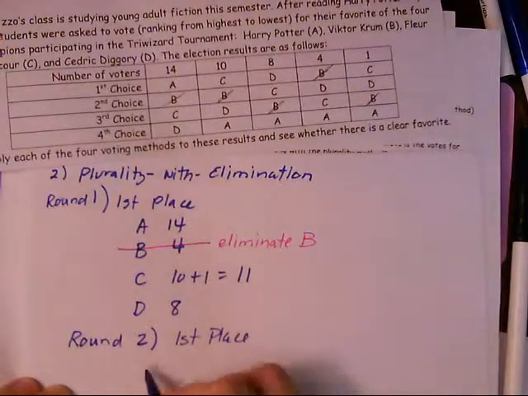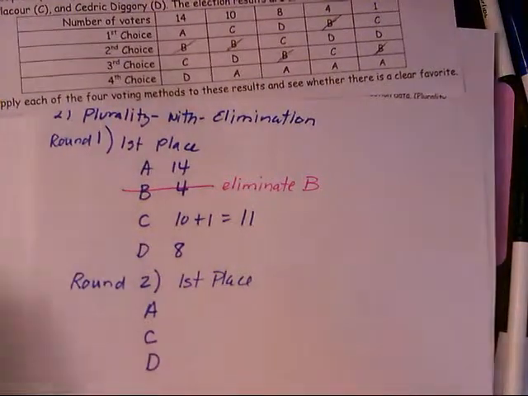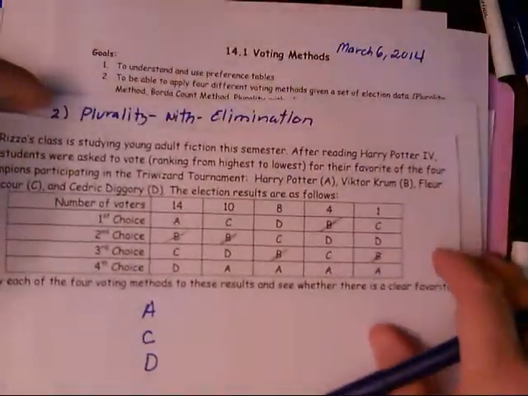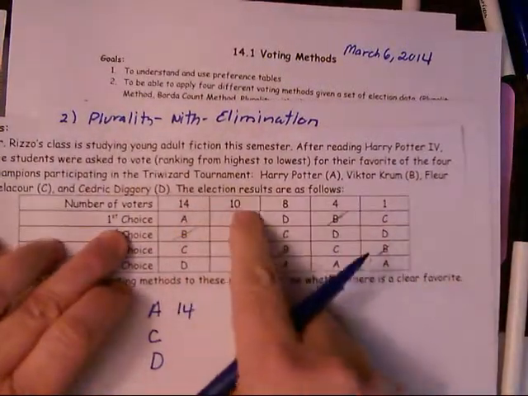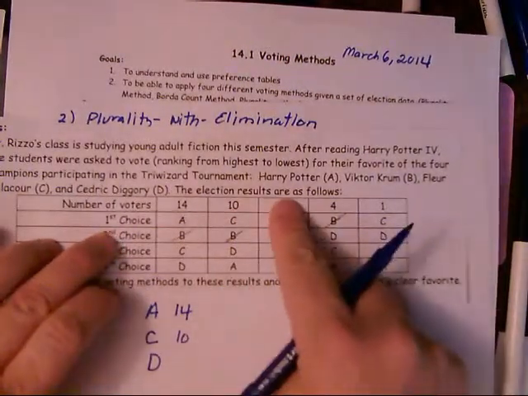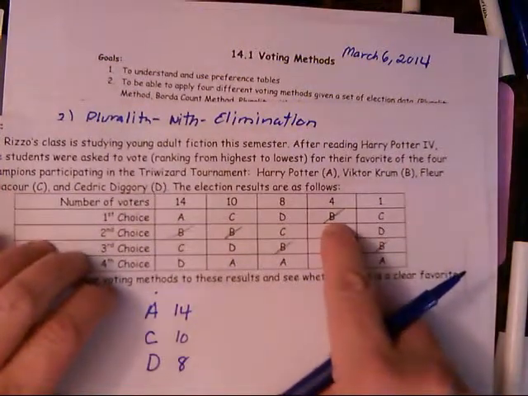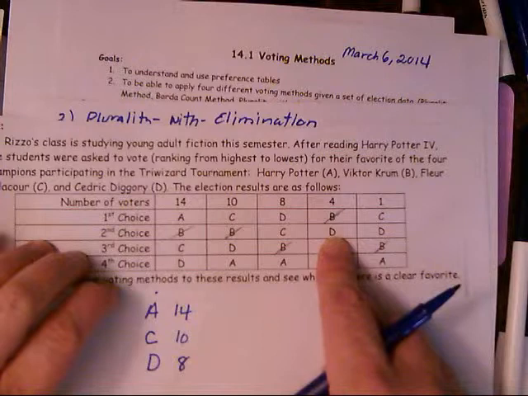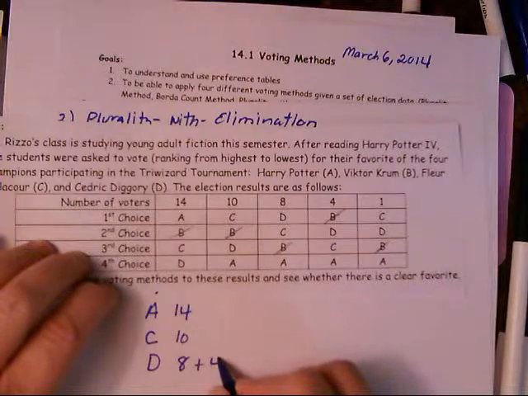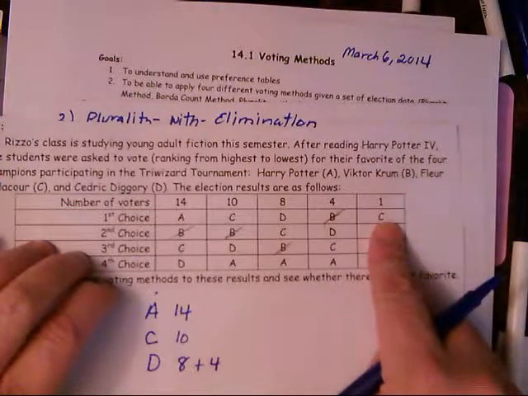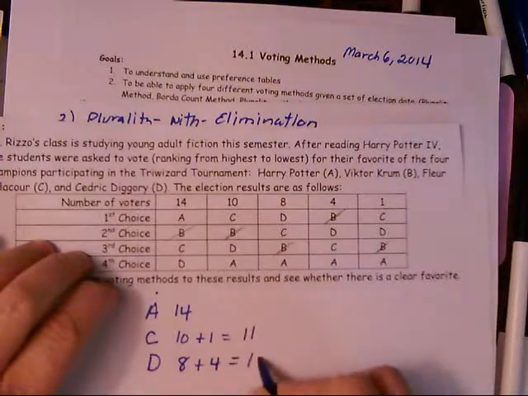And this time we only have candidates A, C, and D. Okay, we go to the preference table. 14 people put A in first place. 10 people put C. 8 people put D. 4 people put B, who we eliminated, so we go to their second choice. This is now their first choice of the remaining candidates, so those 4 votes will now go to D. And this person chose C as the first choice. And so we have 11 there, and we have 12 here.